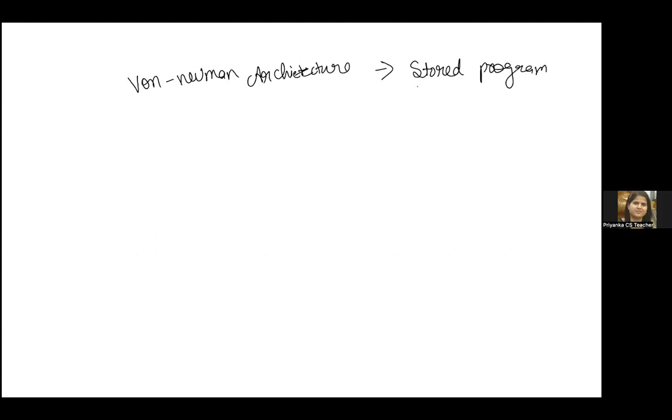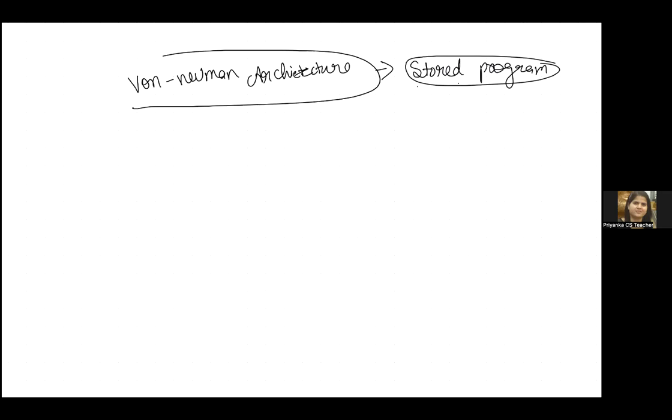Nowadays all modern computers are basically based on von Neumann architecture, where whatever task you are giving to your computer, it will go to the RAM, the primary memory, first, and then the CPU will fetch all these tasks from the memory. So this means you are able to store things inside a memory. This is the core concept behind von Neumann architecture.